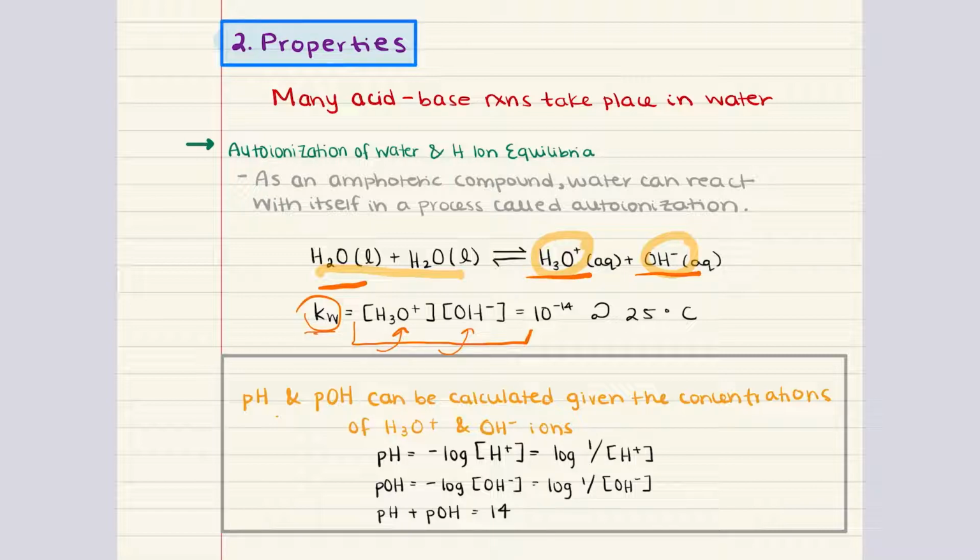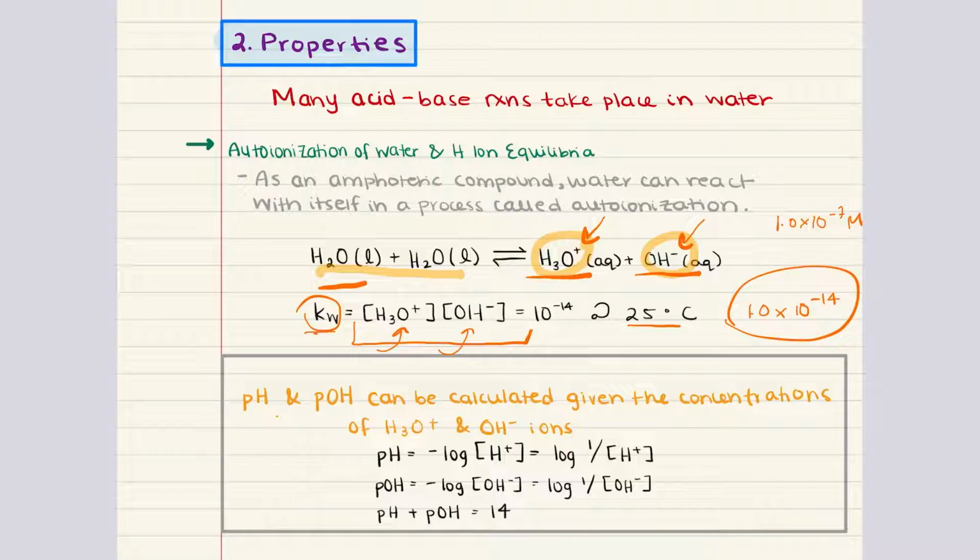Now, at 25 degrees Celsius, Kw is equal to 1 times 10 to the minus 14. This value indicates that in pure water, the concentration of hydronium and hydroxide ions are both 1 times 10 to the minus 7 molar. Now, just as another reminder, Kw is an equilibrium constant. So unless the temperature of the water is changed, the value of Kw cannot be changed.